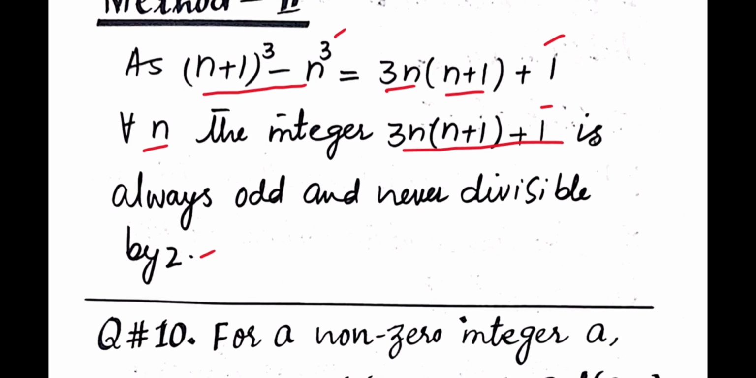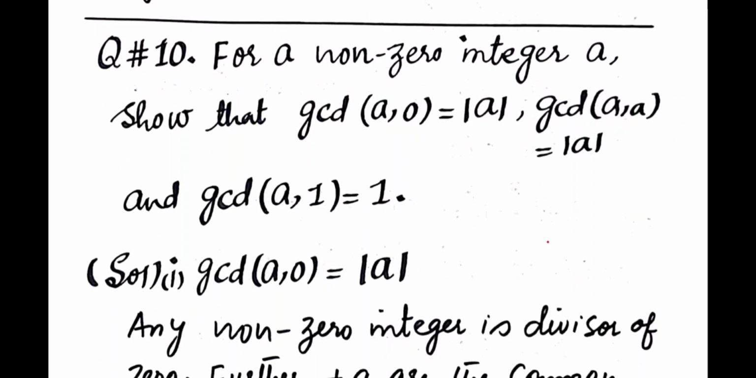Next, question number 10. This is the basic question related to greatest common divisor. For a non-zero integer a, we have to show that the GCD of a non-zero integer a with 0 is always equal to the absolute value of a. The GCD of the same number is equal to a absolute. The GCD of a with 1 is equal to 1.